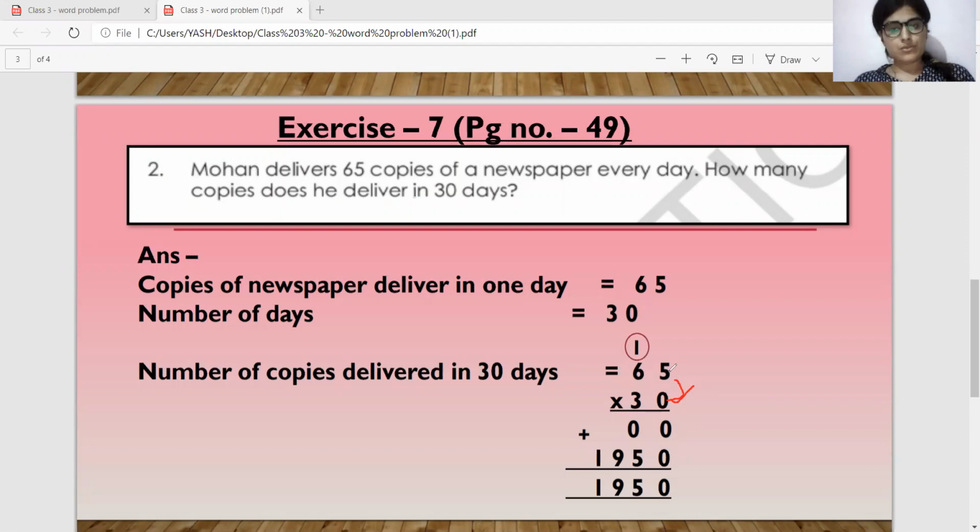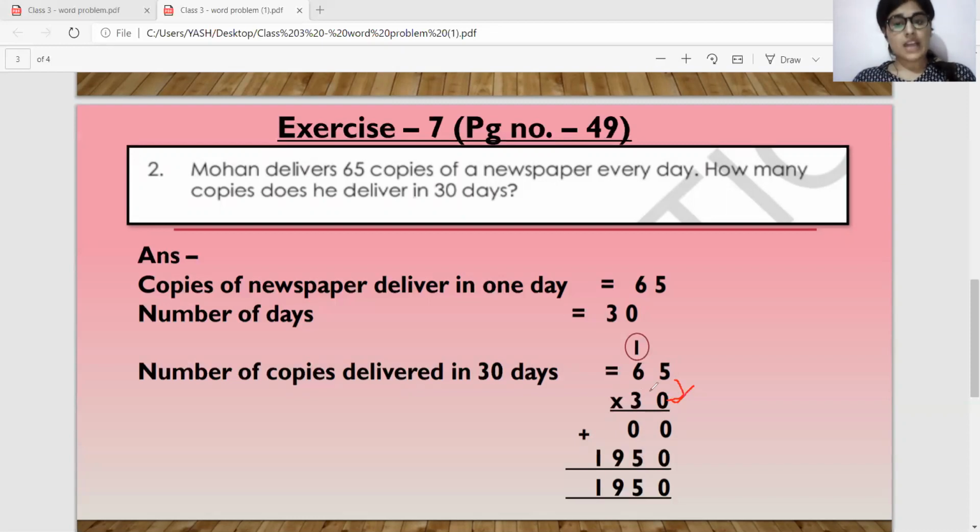Okay. So first multiply 0 with 65. 0 times 5 is what? 0, because whenever we multiply any number with 0, we get 0. Okay. So now multiply 0 with 6. 0 into 6 is 0. So we again write 0 over here.